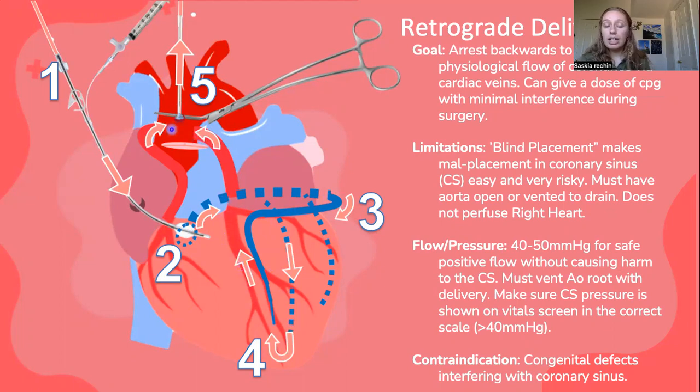So here you need to have some kind of venting system, whether that is your vent that is going to be on or it's just your aorta being open. And you want to deliver at about 40 to 50 millimeters of mercury measured at the coronary sinus in order to both ensure positive flow, but not over pressurize and rupture this coronary sinus.